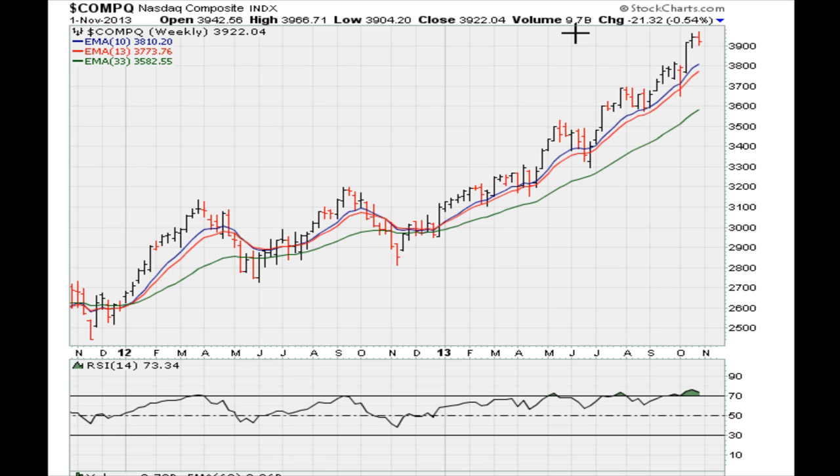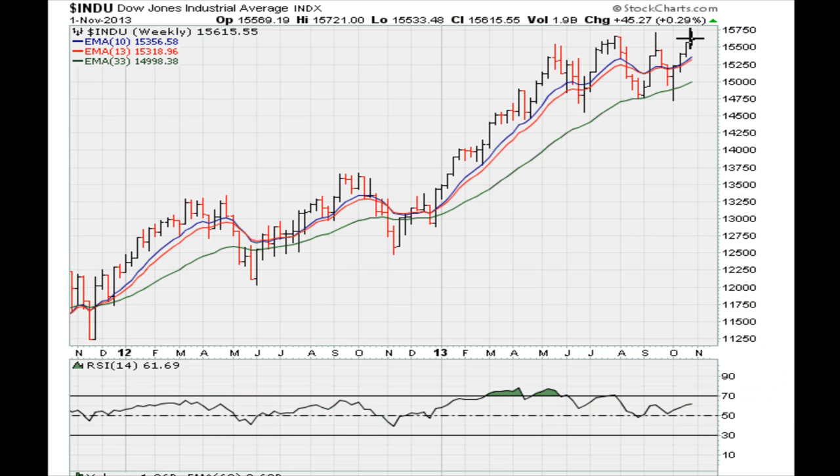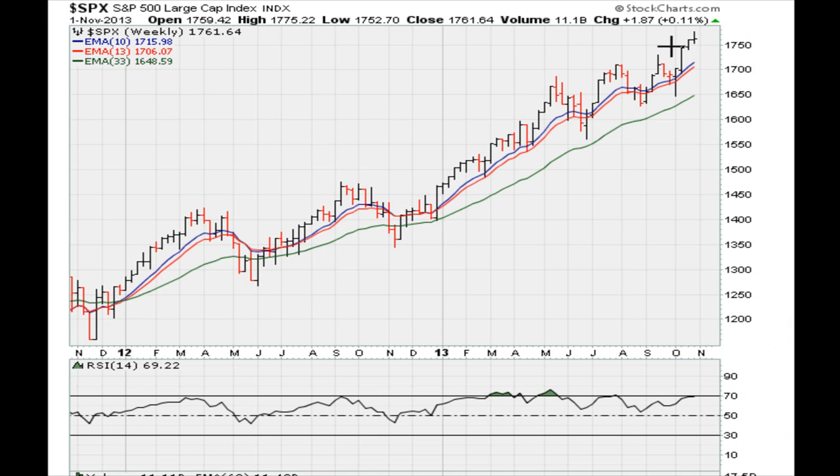We saw the market as far as the Nasdaq closed down 0.54% for the week. The Dow was up 0.29% for the week. And we also take a look at the S&P 500, which was up 0.11%.